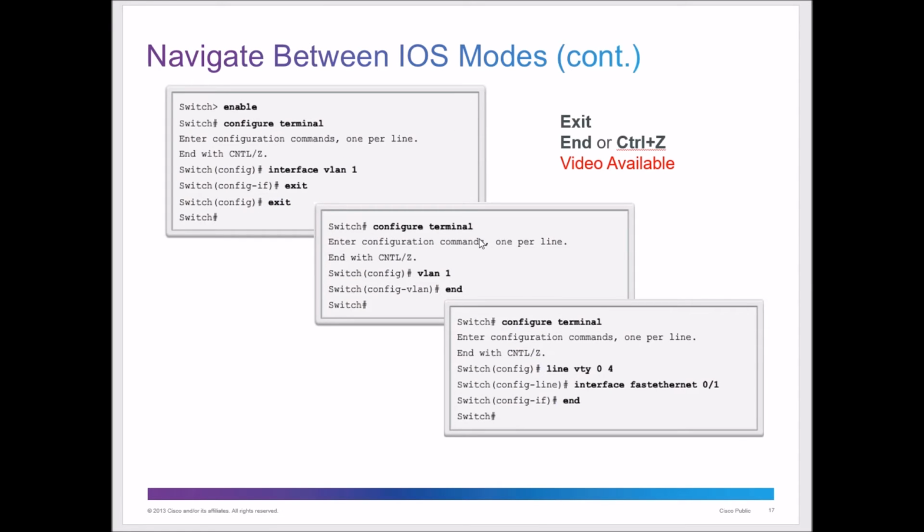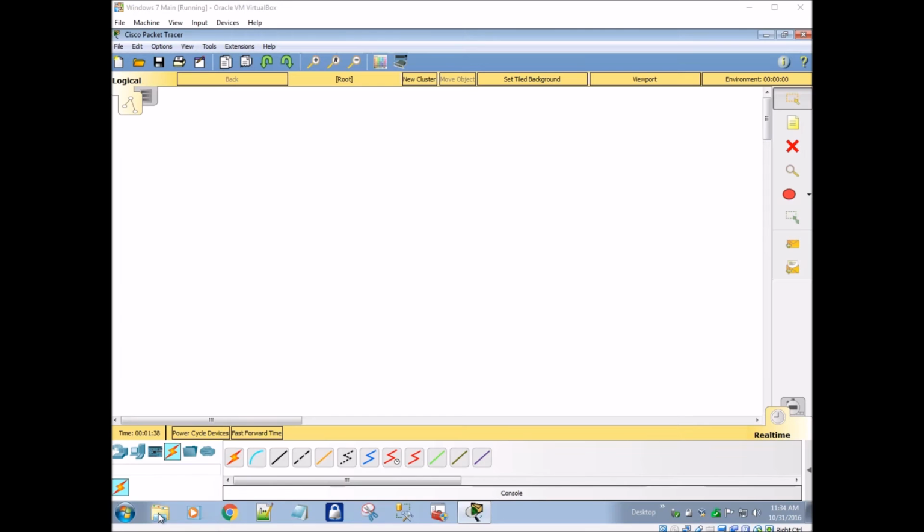So when we're moving between the different modes here, what I'm going to do is open up my Packet Tracer file. I'm going to open up my virtual Windows 7 machine, and I've got Packet Tracer running. I'm just going to show you real quickly adding a device in Packet Tracer. I'm going to add this router here, go to my end devices, put a laptop on here, connect my console cable, and connect it to the RS-232.